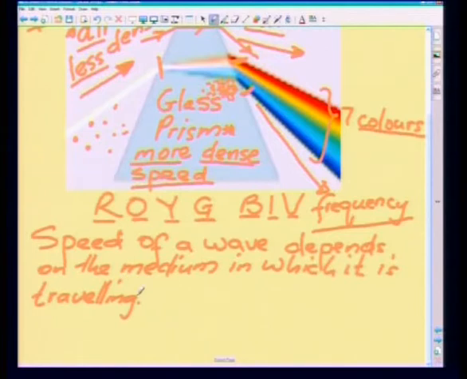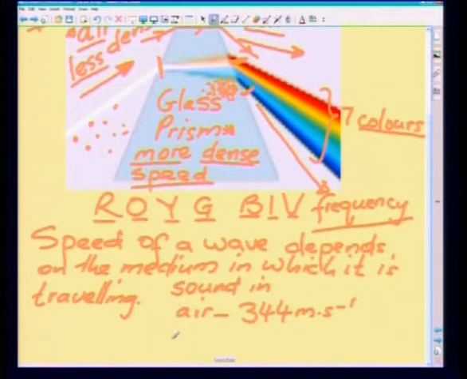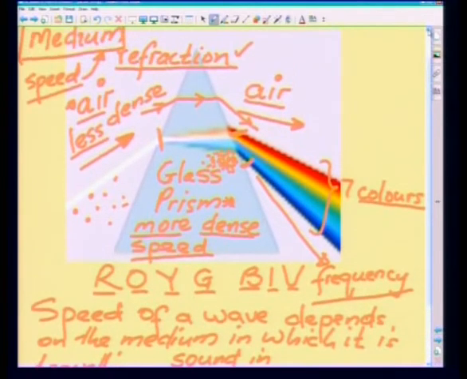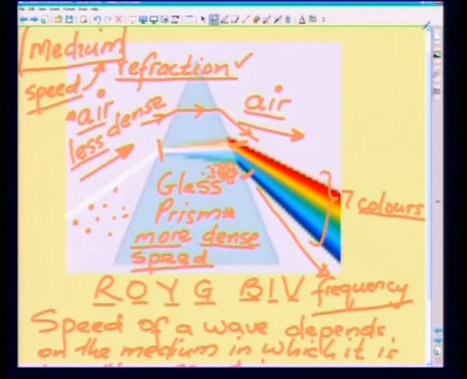Okay, now that's why we have, for example, the speed of sound in air. We know it to be given most of the time around that value. But the speed of sound in water, for example, is not the same as 344. So the speed depends on the medium. Now let's look at this and ask, what happens when speed is changing?